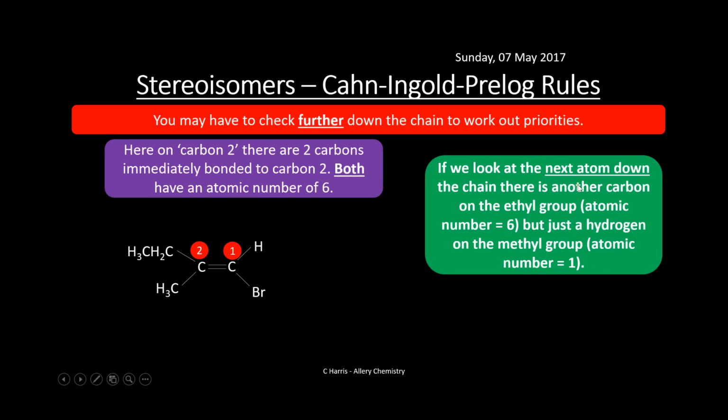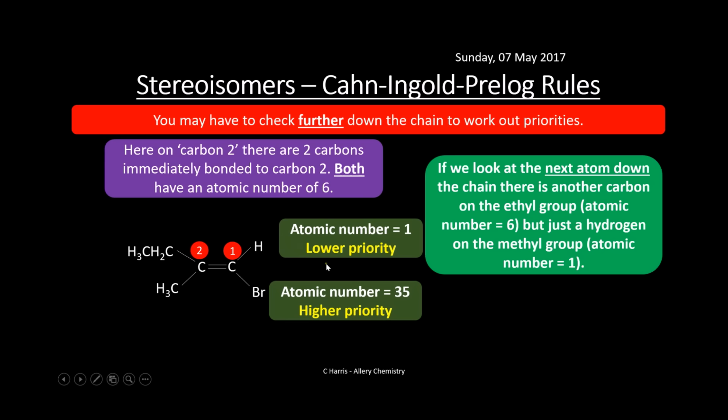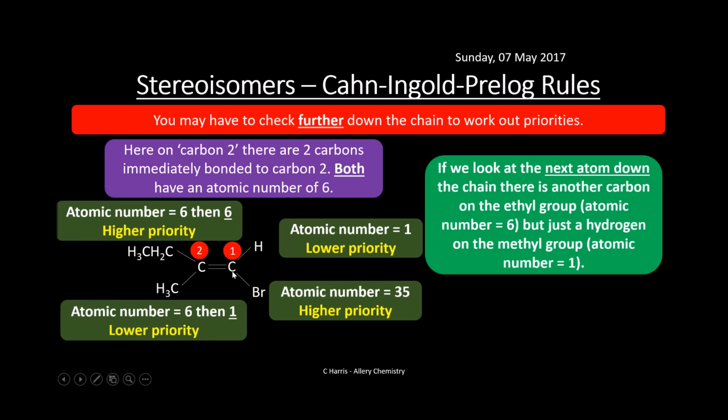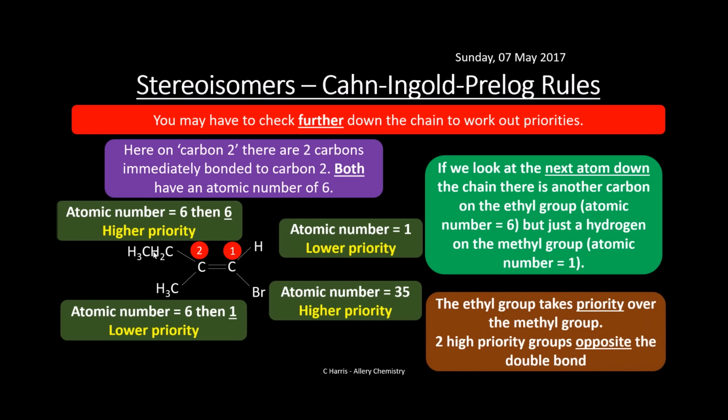But if we look at the next atom down the chain, there's another carbon on the ethyl group. There's the other carbon. This has an atomic number of 6, but the methyl group has just a hydrogen on it, which is an atomic number of 1. So if we look at these ones, this has got the higher priority on this side. The ethyl group goes 6, then 6, because we've got 2 carbons. This one is 6, then 1. Because this goes to 1, it's a lower priority, and this one's a higher priority. So just keep looking down the chain and add the numbers up. The ethyl group takes priority over the methyl group.